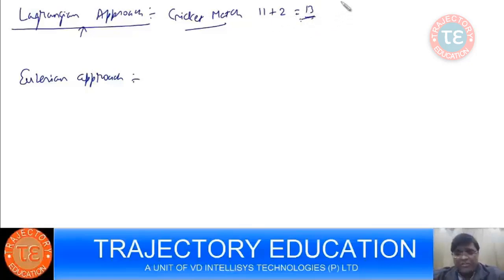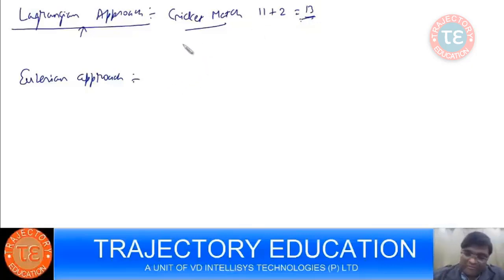Here, if you want to study the mechanics of the system, you have to track the motion of every particle. You track the motion of two batsmen, you track the motion of fielders, bowlers, everyone. Even in a football match, you track the motion of every person. So you are following the Lagrangian approach. You are tracking the motion of every person.